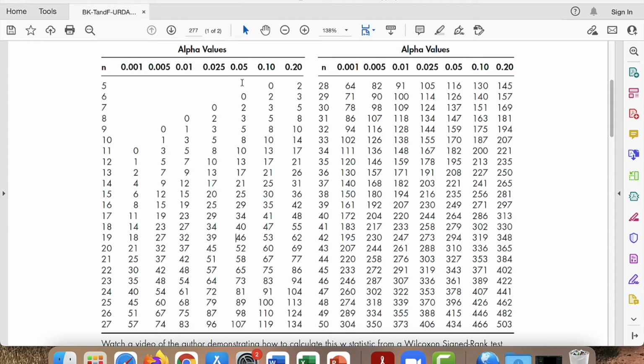You can see for sample sizes of 5 and 6, there is no observed W that will be small enough to be considered statistically significant. So you can't really get any statistically significant results, at least at the 0.05 level, until you have sample sizes of at least 7, preferably quite a bit larger. So that's it. Pretty straightforward.